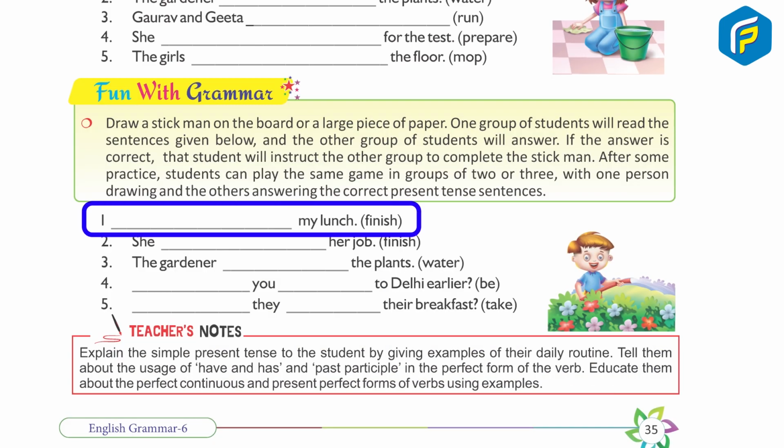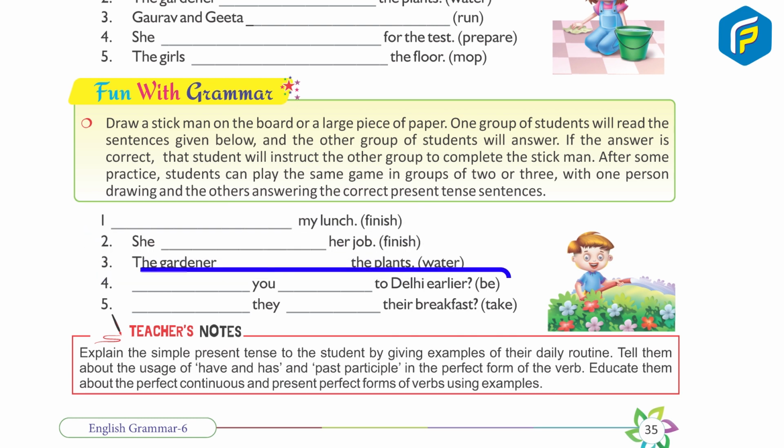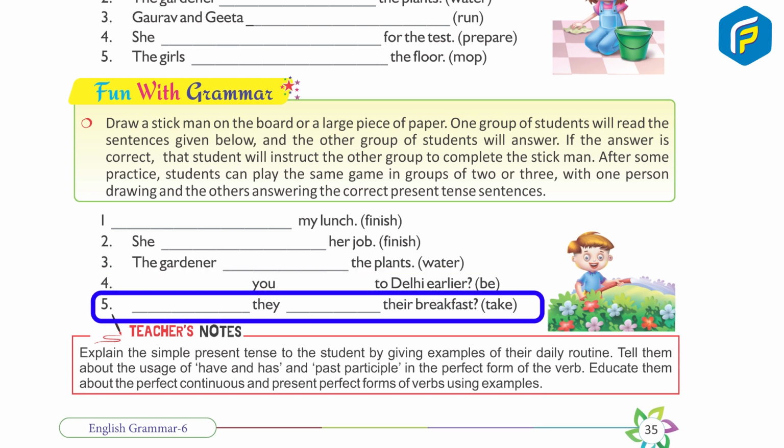1. Dash my lunch. 2. She dash her job. 3. The gardener dash the plants. 4. Dash you dash to Delhi earlier. 5. Dash they dash their breakfast.